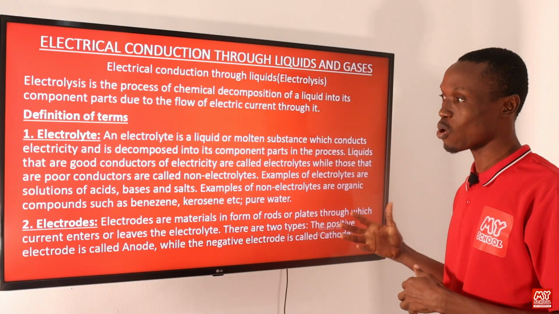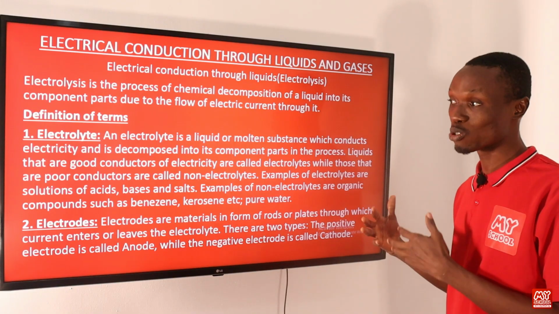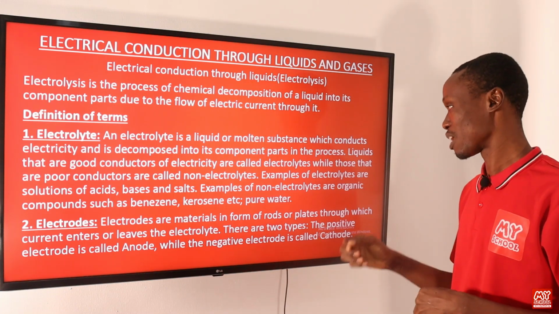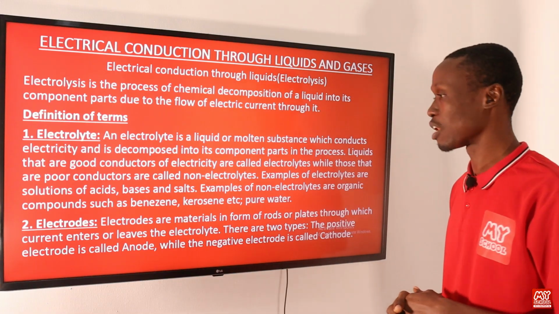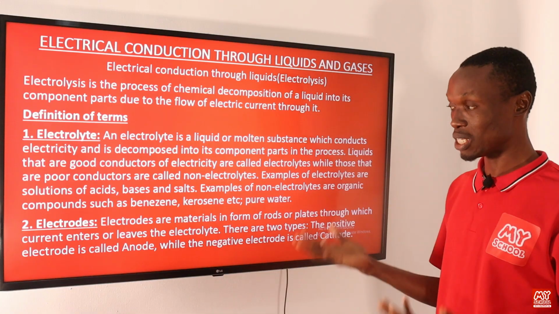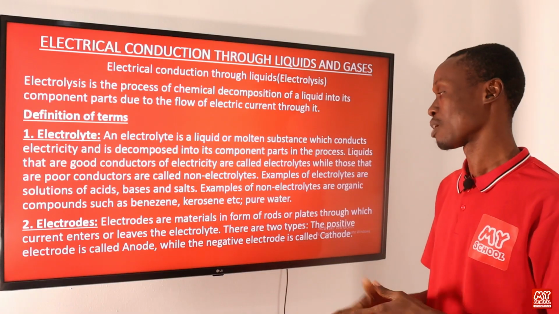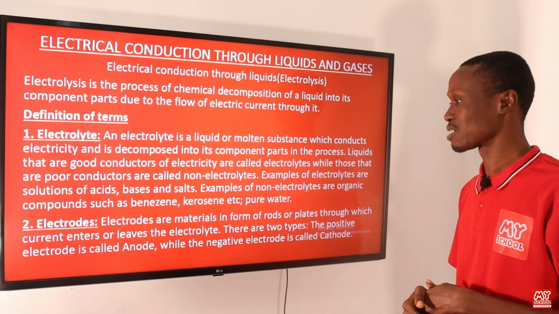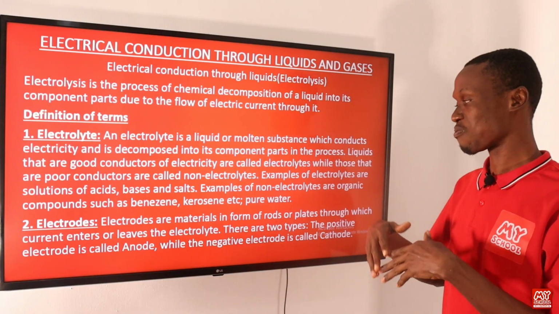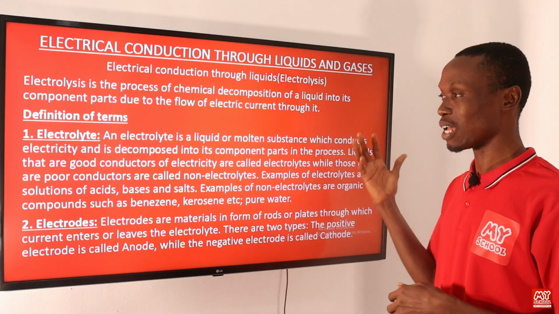Liquids that are good conductors of electricity are called electrolytes, while those that are poor conductors of electricity are called non-electrolytes. Some examples of electrolytes are solutions of acids such as hydrochloric acid, bases such as sodium hydroxide, and salts such as sodium chloride. Examples of non-electrolytes are organic compounds such as benzene, kerosene, etc. We have pure water, we also have sugar. They are all examples of non-electrolytes.